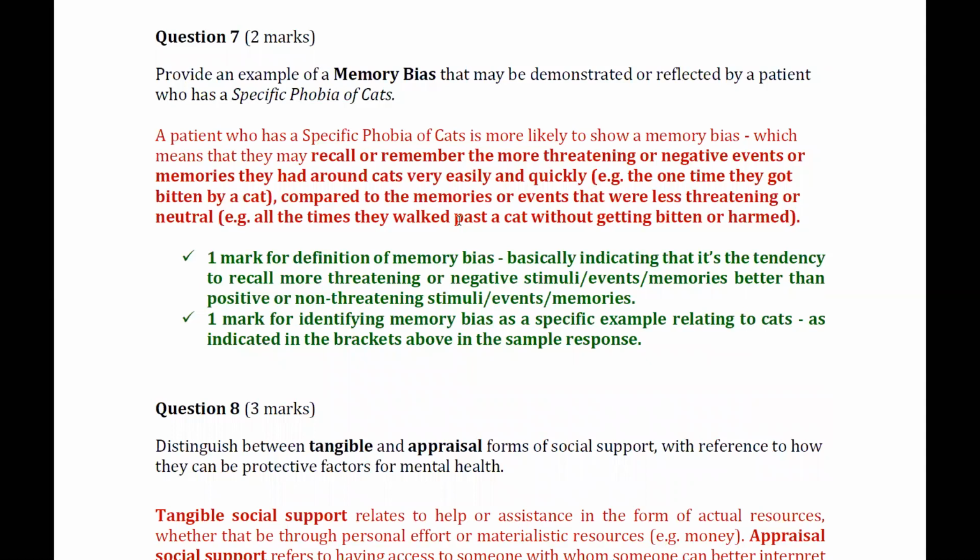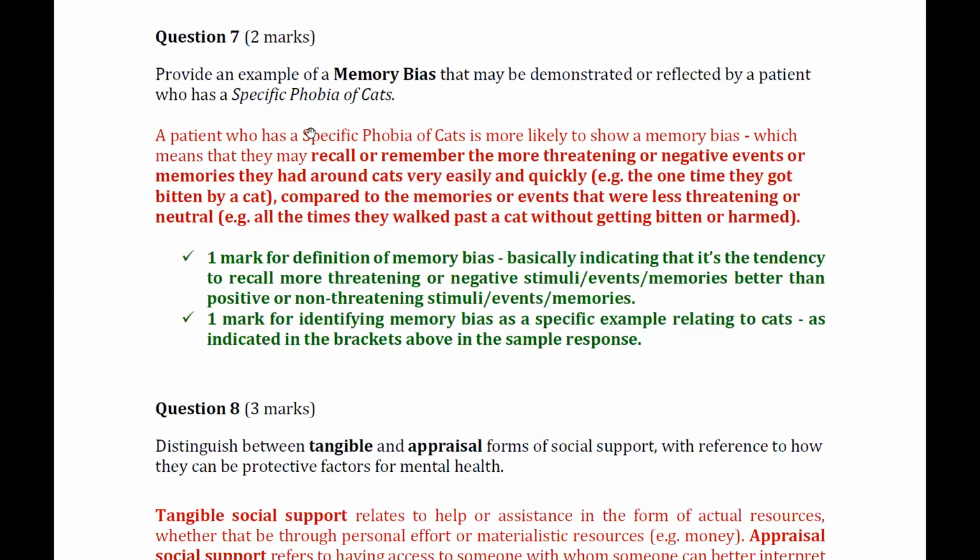such as the negative or threatening memories they had related to cats. So for example, one time they got bitten by a cat, compared to memories that were neutral or less harmful, for example, all the times they walked past a cat without getting attacked or bitten or harmed. So it's important for you to mention the memory bias and that specific example there. With the definition of memory bias, you don't have to give the full definition, but the components of those definitions are what are more important here.